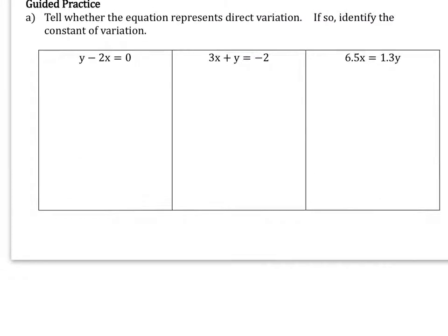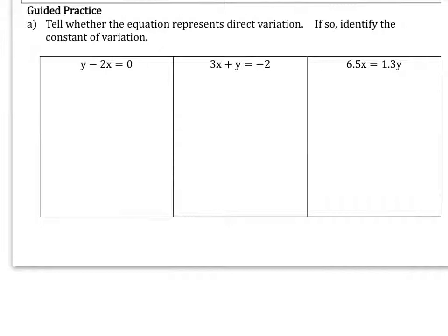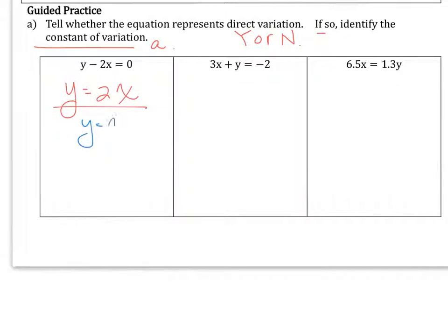Let's practice what this concept is all about. Part A, tell whether the equation represents direct variation. So all you have to write is y for yes and n for no. If so, identify the constant of variation. Okay, so y equals 2x. So this follows y equals ax. We want to say that yes, it's a direct variation. And the constant will be 2.